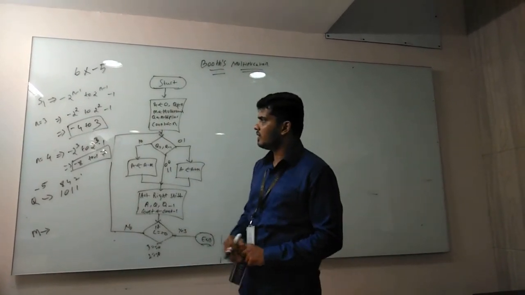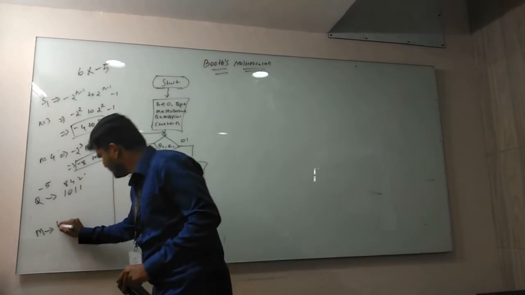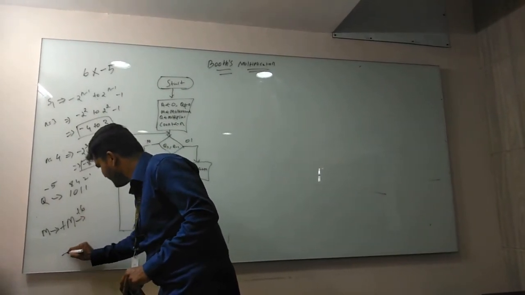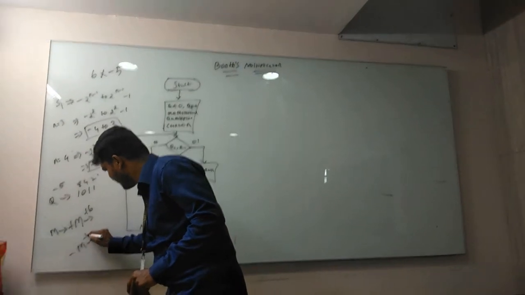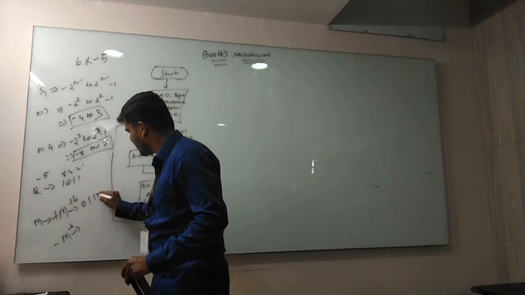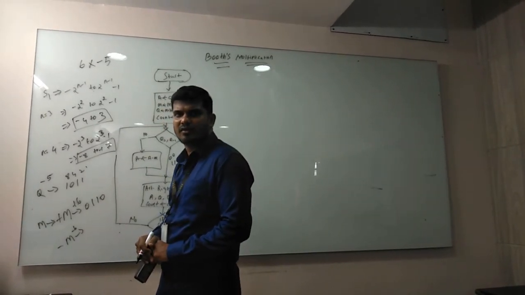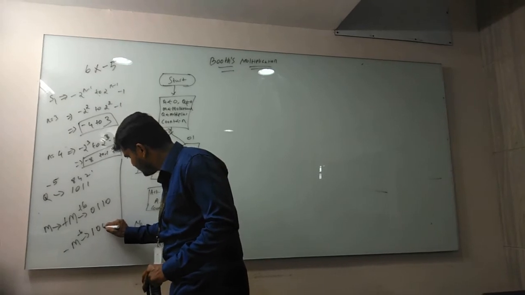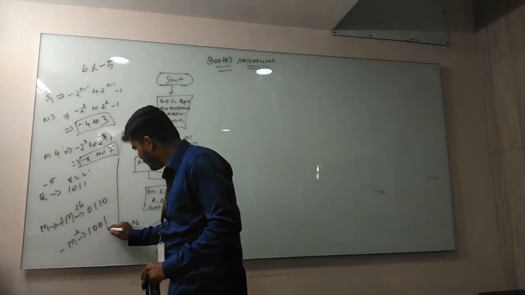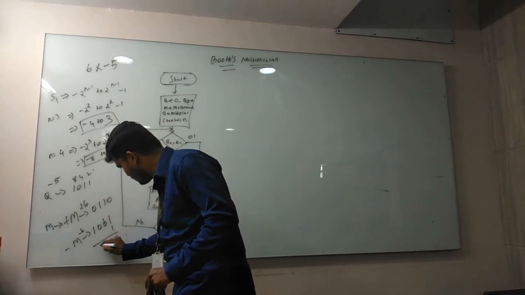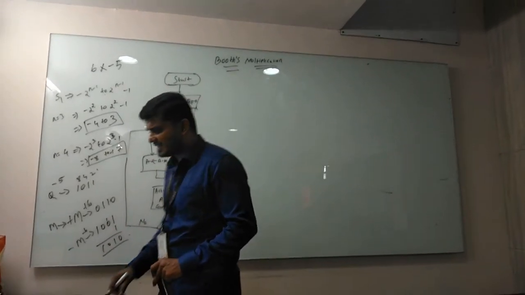Now, 6 you can write as plus M, and minus M as minus 6. How do you write 6? 0, 1, 1, 0 in 4 bits. And how do you write minus M? 1, 0, 0, 1 plus 1, which is 1, 0, 1, 0. So this is going to be minus M.